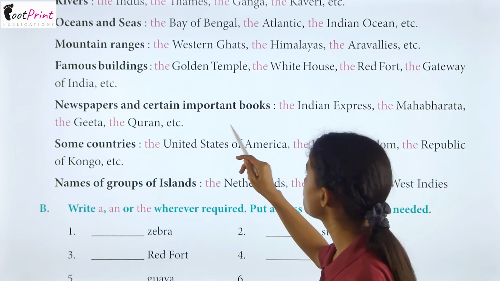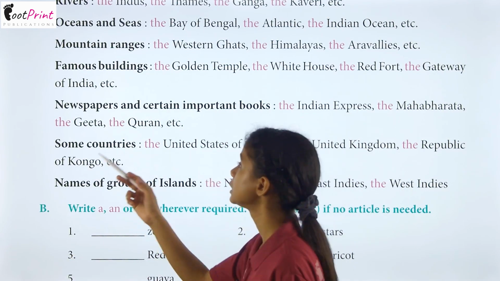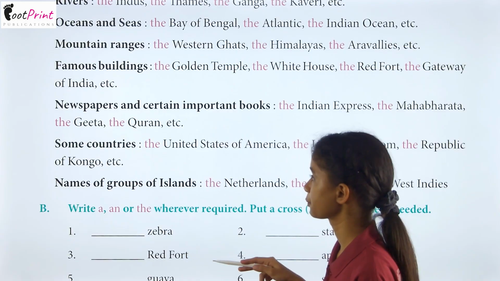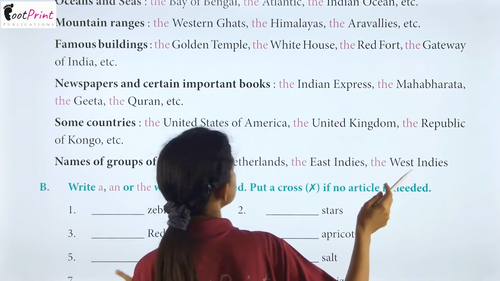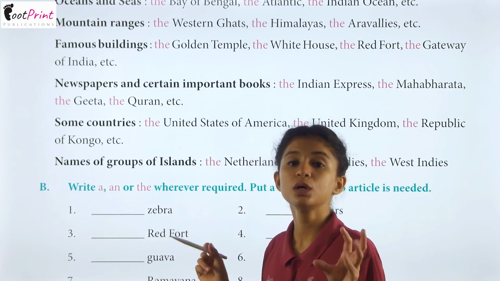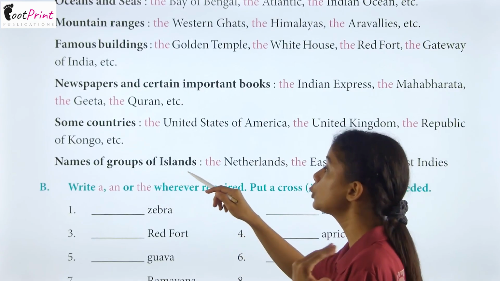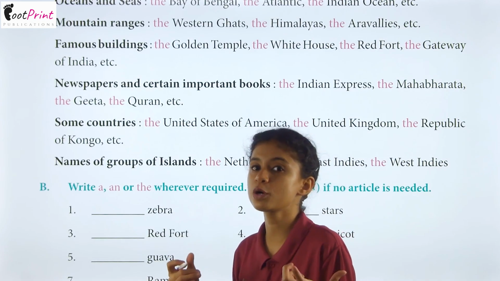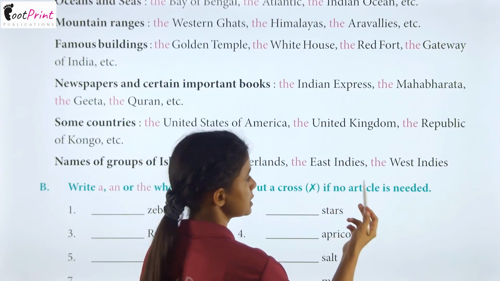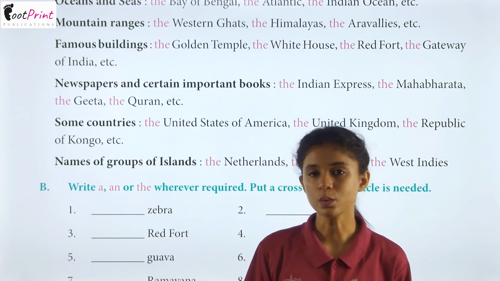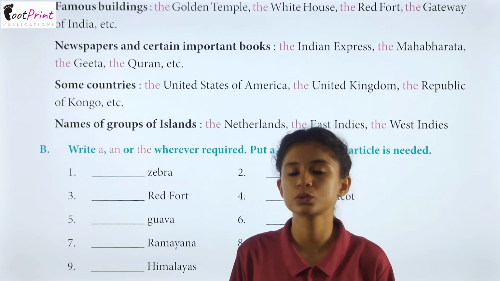Newspapers and certain important books like the Indian Express, the Mahabharat, the Gita, the Quran, etc. Some countries: the United States of America, the United Kingdom, the Republic of Congo, etc. So not with every country, but some countries. Names of groups of islands. So we use the with the names of groups of islands. For example, the Netherlands, the East Indies, the West Indies. So that was it for the uses of the.